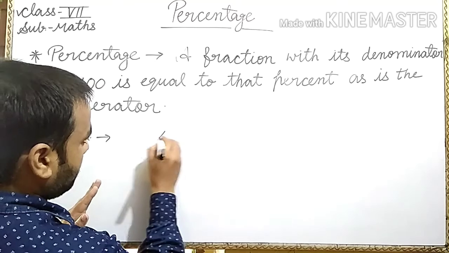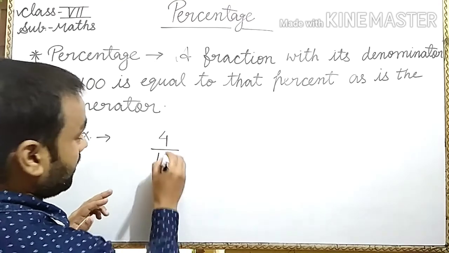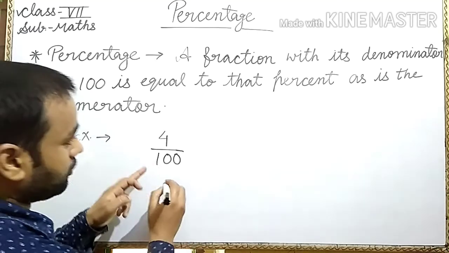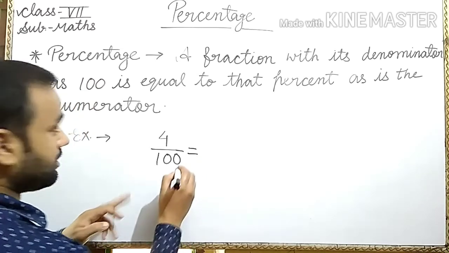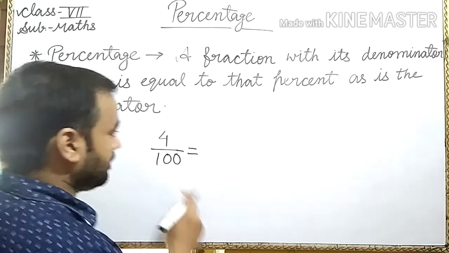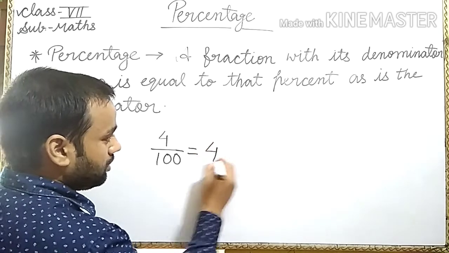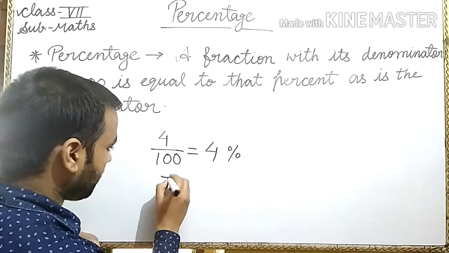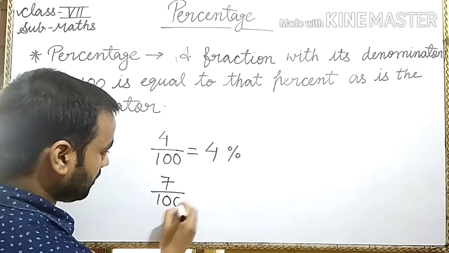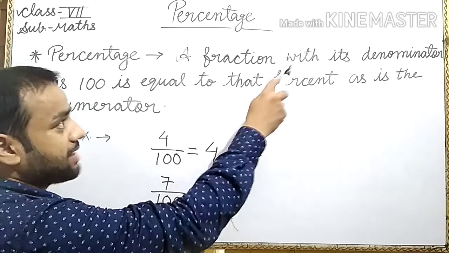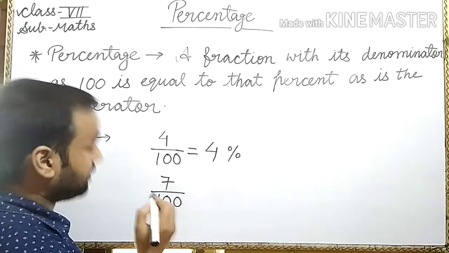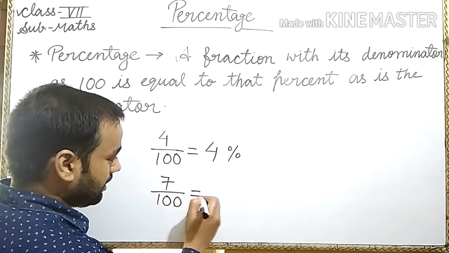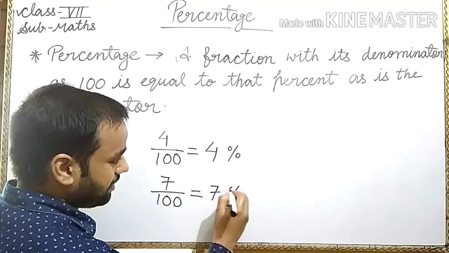Take the fraction 4 by 100. A fraction with its denominator as 100 is equal to that percent as is the numerator. Here the numerator is 4, so it is called 4%. Next, take the example 7 upon 100. According to the definition, here the numerator is 7. So write 7%.